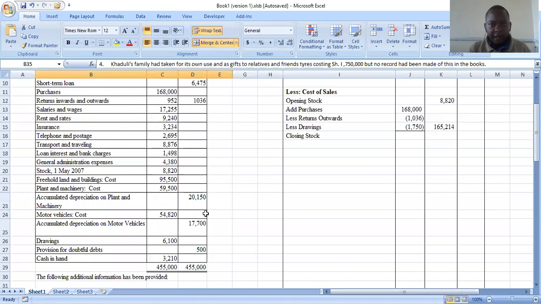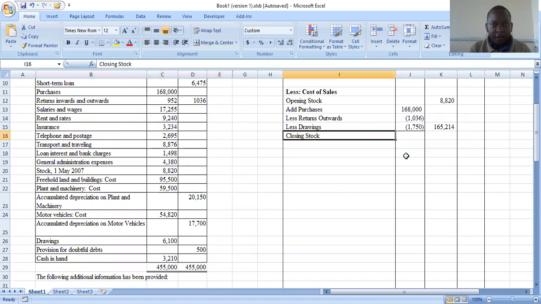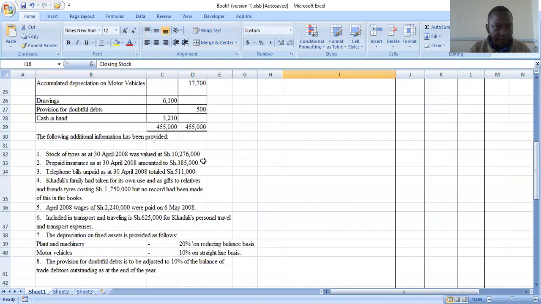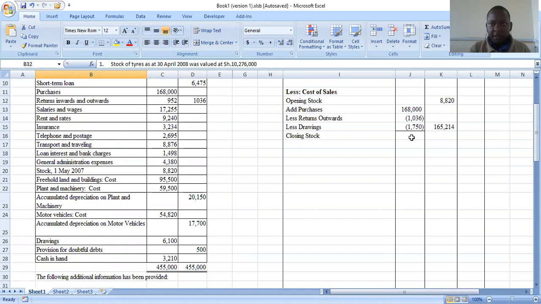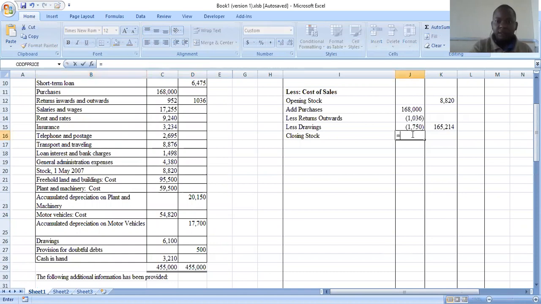So that is our cost of... Yes, okay. We are now deducting closing stock. Closing stock is 10,276, yeah? Yeah, so we deduct minus 10,276.